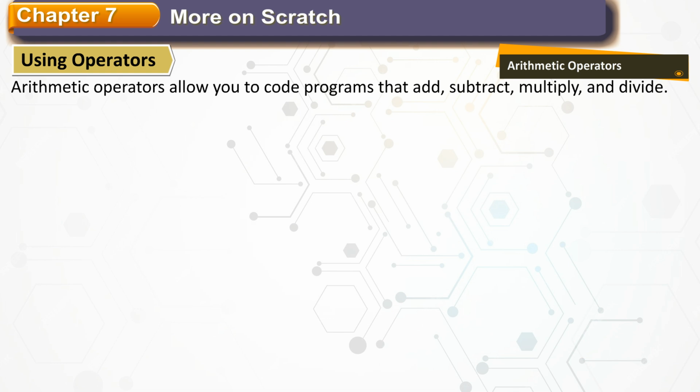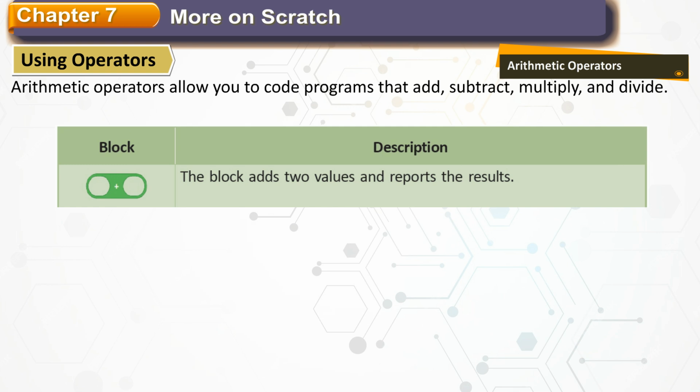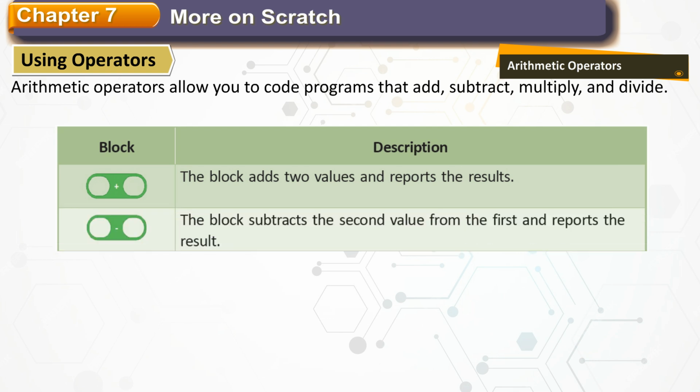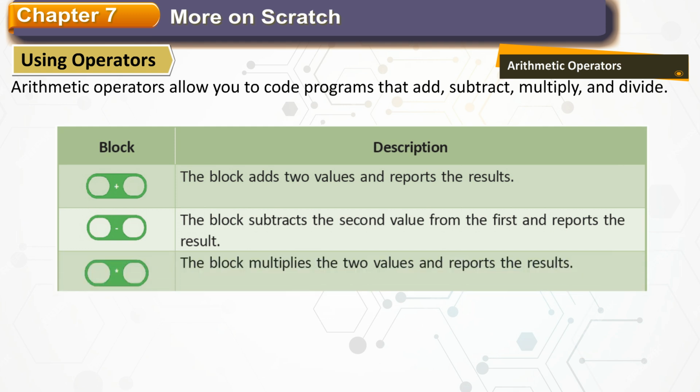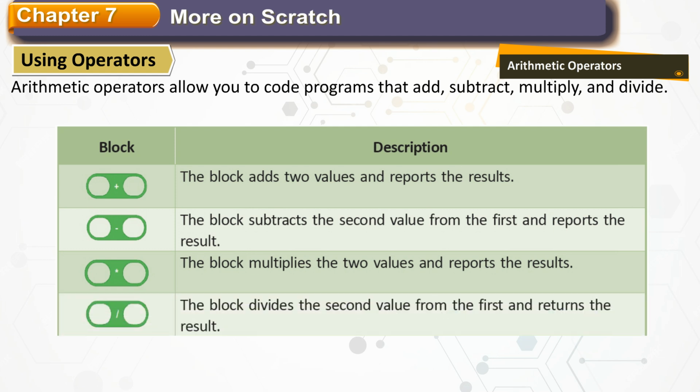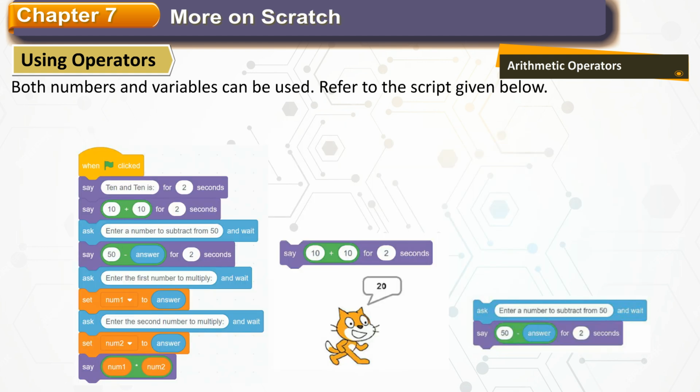Arithmetic operators. Arithmetic operators allow you to code programs that add, subtract, multiply, and divide. Block description. Add: the block adds two values and reports the result. Subtract: the block subtracts the second value from the first and reports the result. Multiply: the block multiplies the two values and reports the result. Divide: the block divides the first value by the second and returns the result. Both numbers and variables can be used.